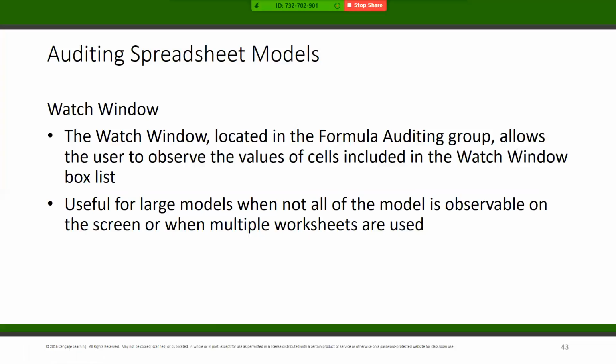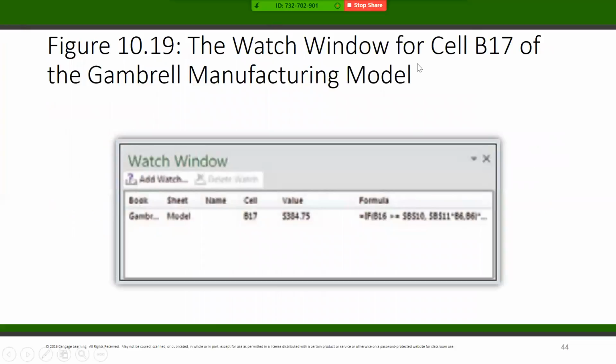So you can use multiple worksheets, multiple tabs, and the user can monitor how the listed cells change with a change in the model without searching throughout the worksheet or changing from one worksheet to another. So if you change one number like the quantity, what does it change throughout the whole set of worksheets, and it's really helpful there. All right, so this is the watch window for cell B17 of the Gambrel manufacturing model, and it shows you what is changing. It changes this value, and this is the formula.